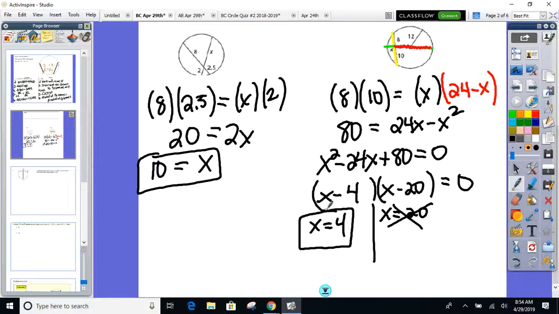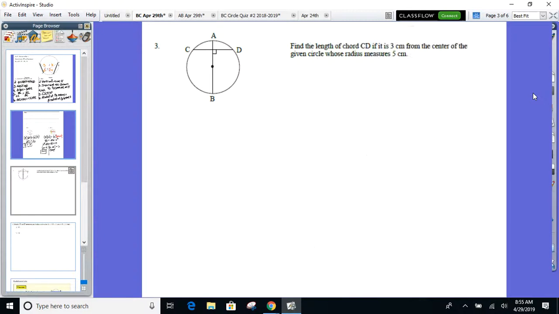I'm listening, Teddy. Then I would accept both. I don't have a reason to reject one, but you see why I have to reject 20 here. Because it can't be bigger than the radius. But you're right, I would accept both then, Teddy, if it came down to that one. All right, good deal.